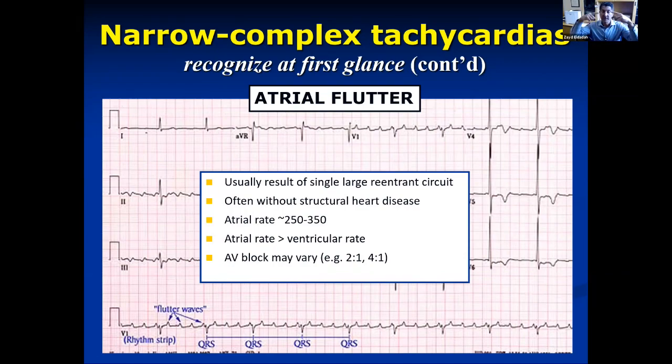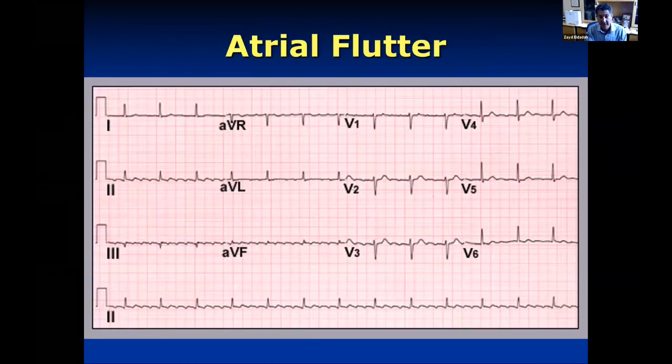So if the atria are spinning around at 300 and the AV node only lets every other beat through, the ventricular rate will be 150. If every third beat is let through, the ventricular rate would be about 100. Every fourth beat, 75. Every fifth beat, 60. Every sixth beat, 50, etc. You get the point. But the atrial rate is generally much greater than the ventricular rate, and the level of AV block can vary. This is classic atrial flutter.